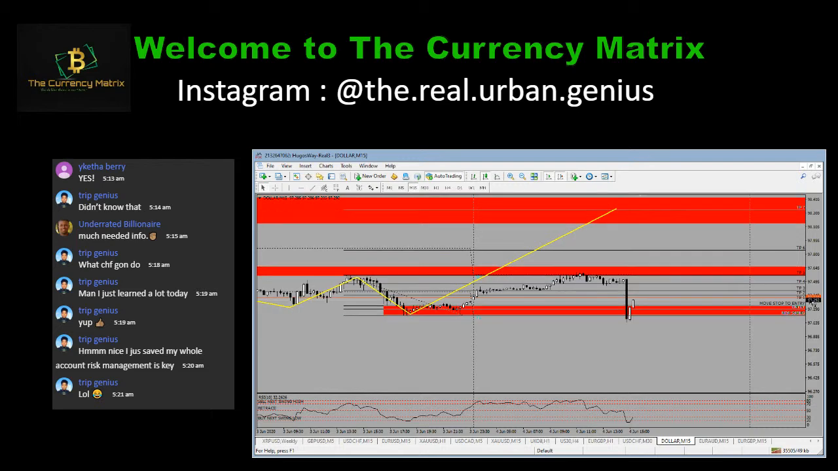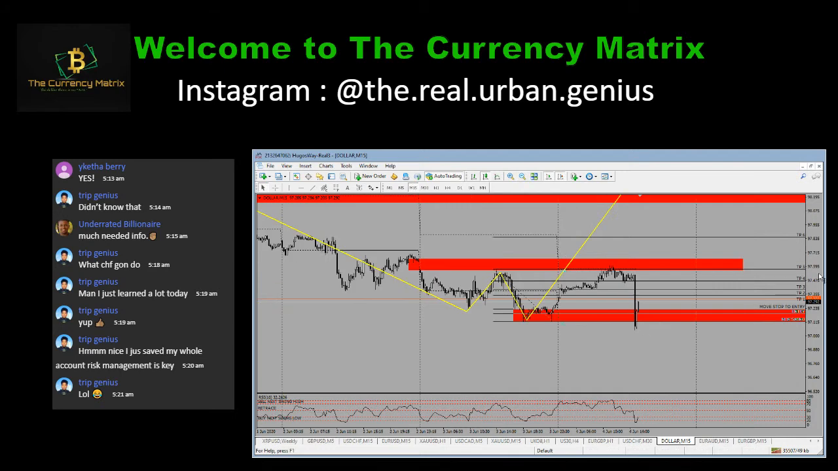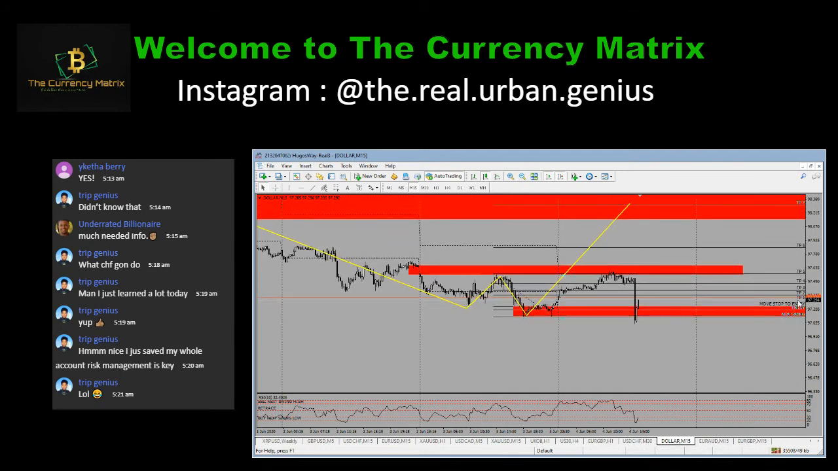Here's the dollar. Notice how my fibs is still in line here on the dollar. Actually gonna put my stop loss in there because it's not.